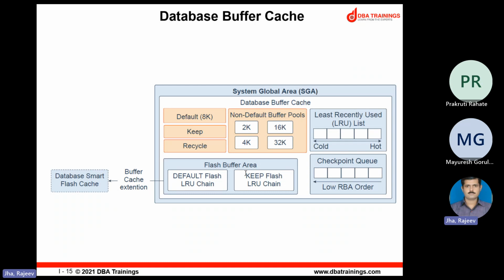So without database smart flash cache, when a process tries to access a block and the block does not exist in the buffer cache, the block will first be read from the disk into the memory, which is called a physical read. But when the memory buffer cache gets full, a buffer will get evicted out of the memory based on the LRU mechanism. So that's why with database smart flash cache, when they clean the memory buffer, it will be aged out. And that's where we can use the flash buffer area.